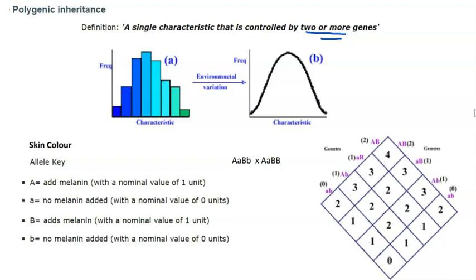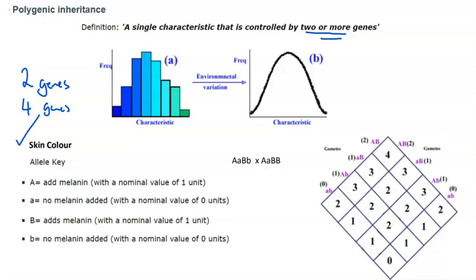And so I'll illustrate this with reference to skin color. Necessarily, the example that I'm going to show you is a simplified version of the inheritance of skin color, where I'm only going to take two genes as part of the discussion, whereas it's estimated that there are at least four genes associated with human skin color.